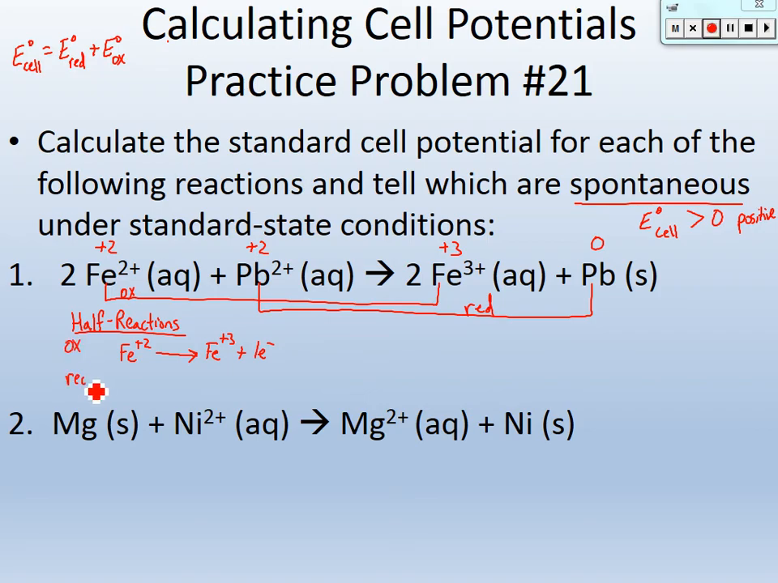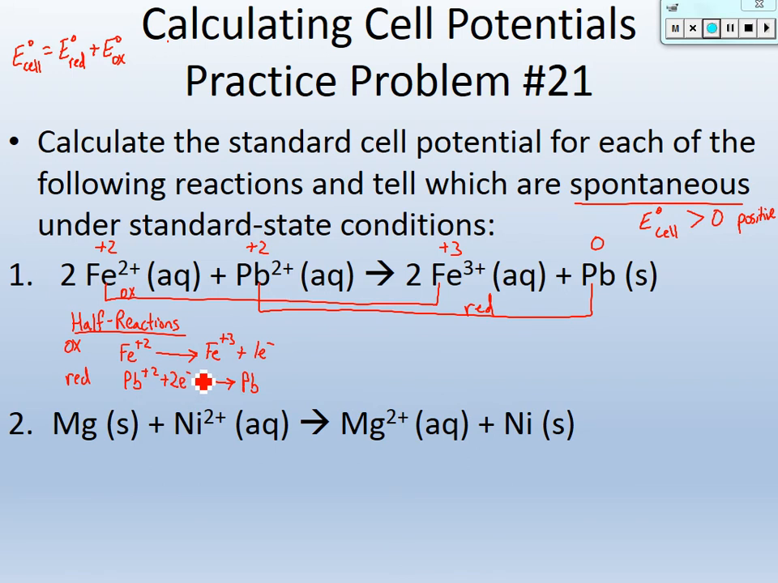My reduction half, it looks like lead was being reduced, so I'm going to start with Pb plus 2. I'm going to leave a little space there because I think I'm going to have to add an electron or 2. And that's going to go to Pb, just pure lead. And to balance the charges, I'm going to have to add 2 electrons right here.